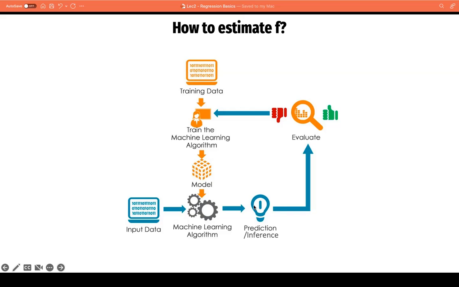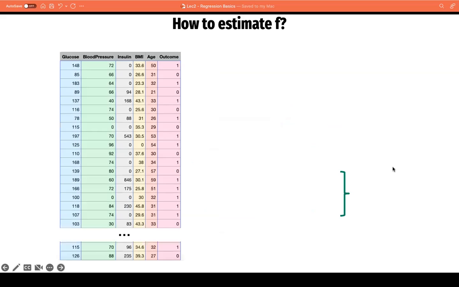That prediction or the inference will be evaluated. Is it accurate enough? Or does it infer enough? Or does it explain enough? Or does it give us the information that we want? So we are going to evaluate. If the performance of that model is good enough, then we can deploy the model. Otherwise, we will continue training. Now, the question is, how do we train the machine learning algorithm given the data? We will try to answer that.